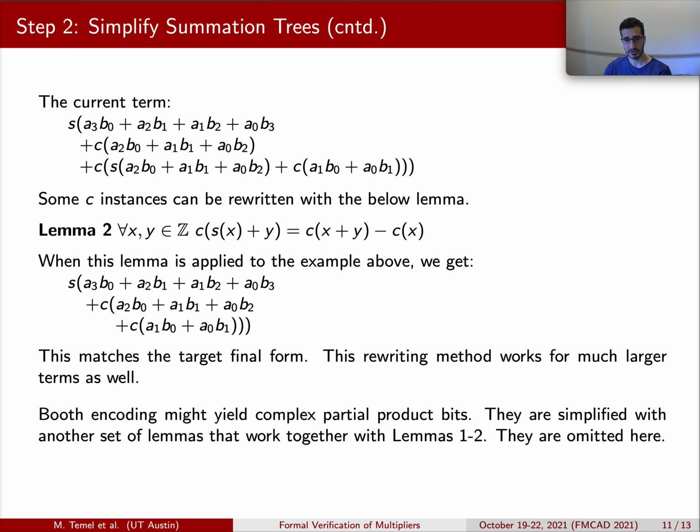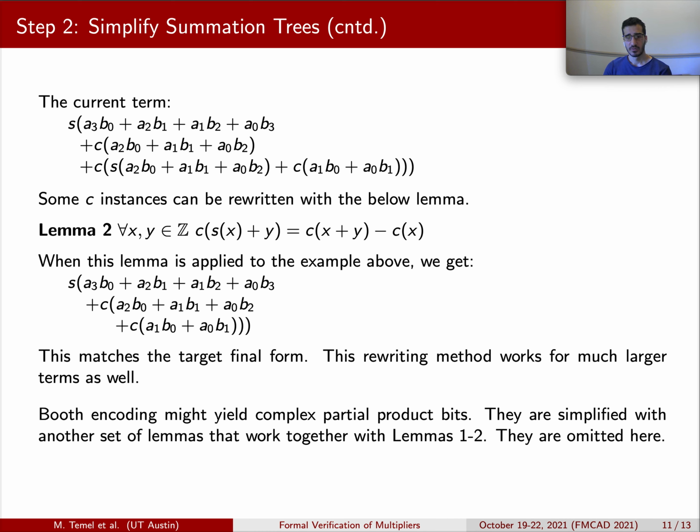Whenever a matching pattern occurs in the term, the lemmas are used to rewrite them. This happens automatically, so the user does not have to identify what kind of partial product generation algorithm is used. To keep the presentation simple, I'm omitting these lemmas here, and you may refer to the paper for further discussions.